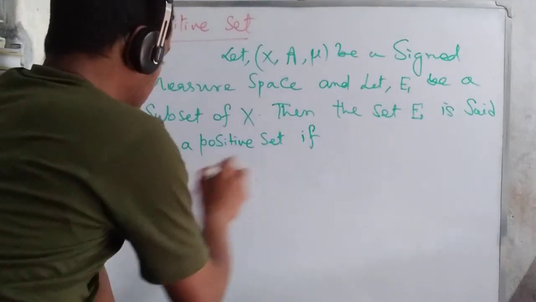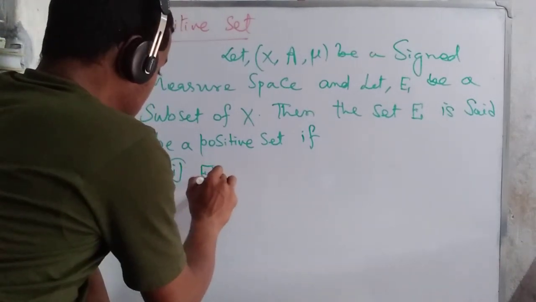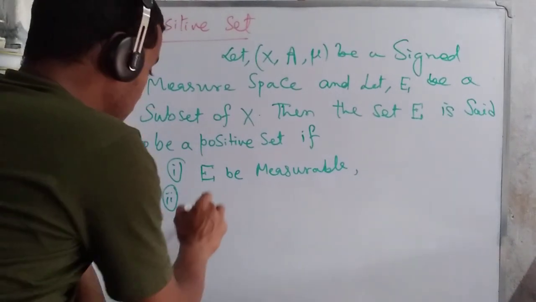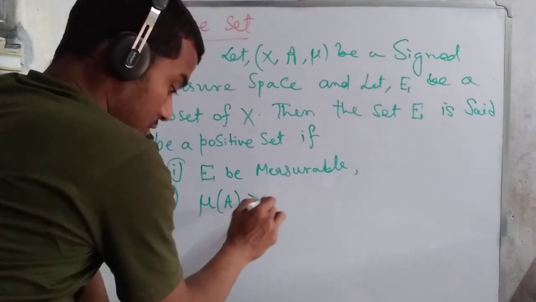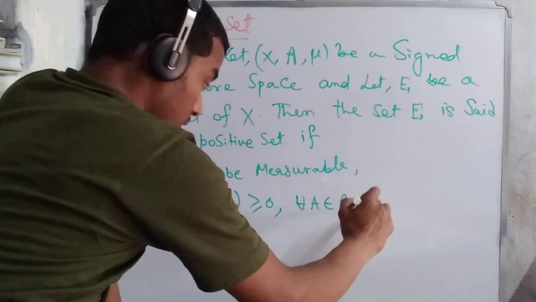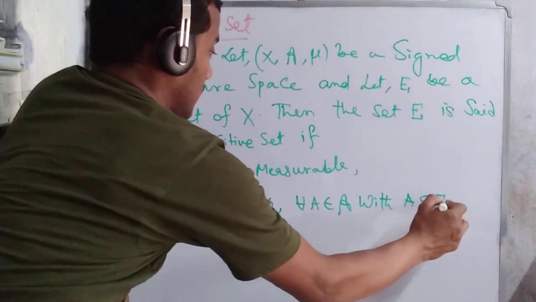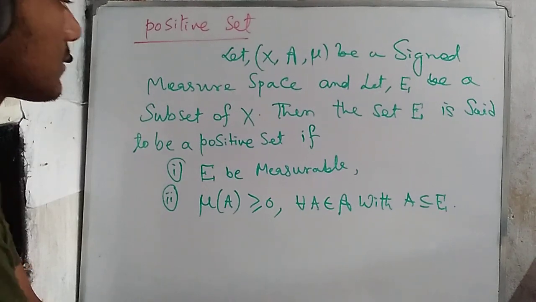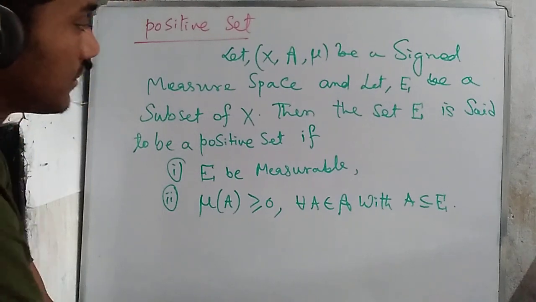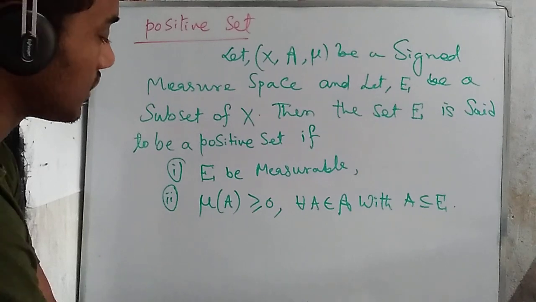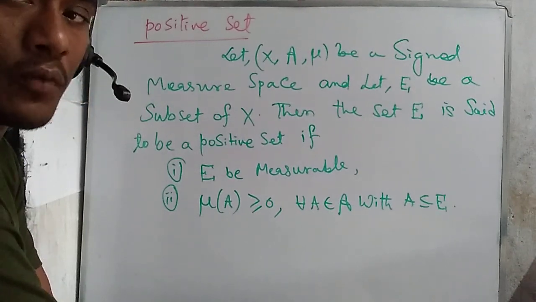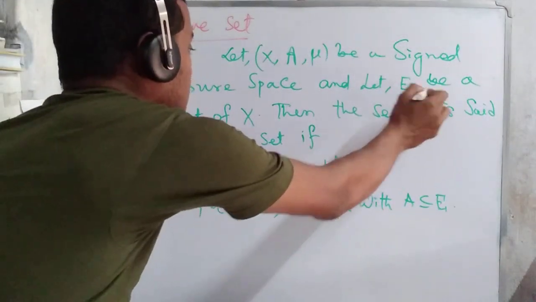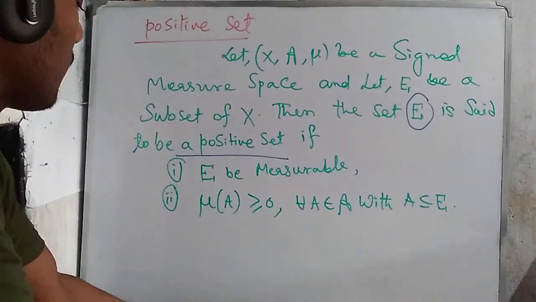if, first, E is measurable, and second, mu(A) is greater than or equal to 0 for all A belonging to the script A with A a subset of E. That means in any signed measure space, for a subset of X, this subset will be measurable, and obviously any subset of this subset has measure greater than or equal to 0, that means positive measure. Then we say that this set E is a positive set. Not a problem at all.